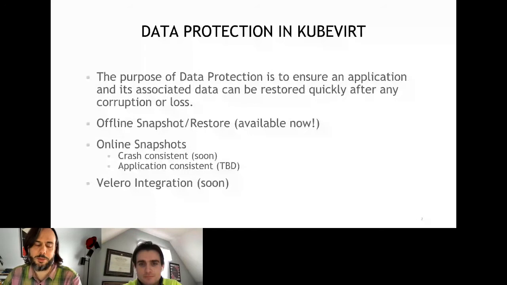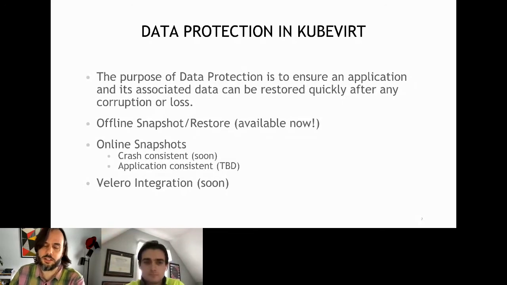And so what's available now? There are offline virtual machine snapshots. I've done a terrible job of promoting this feature, so I will be going through the API and telling you how to use it. We'll talk about online snapshots, which will be coming soon, and they're crash consistent and application consistent, time and God willing availability. And Velero integration. Velero is the number one Kubernetes backup or data protection solution right now, so we'll talk a bit about how KubeVirt is going to integrate there.